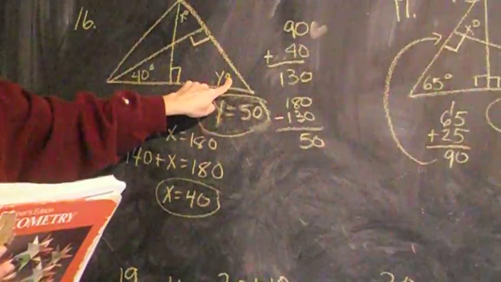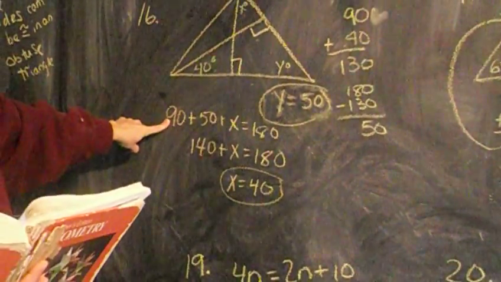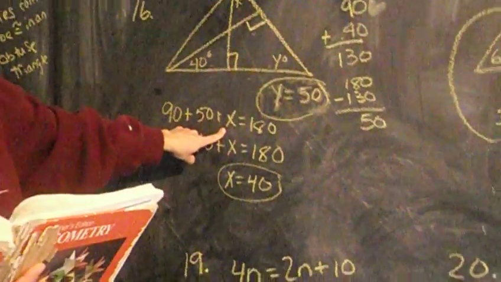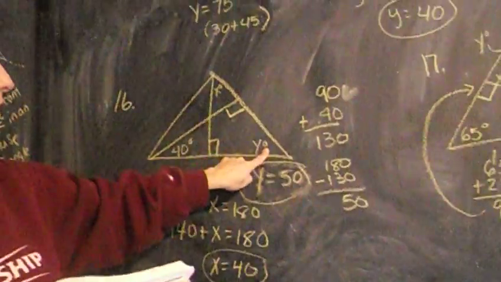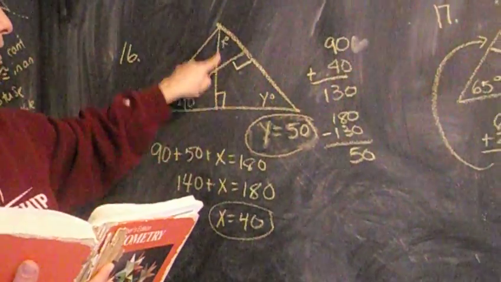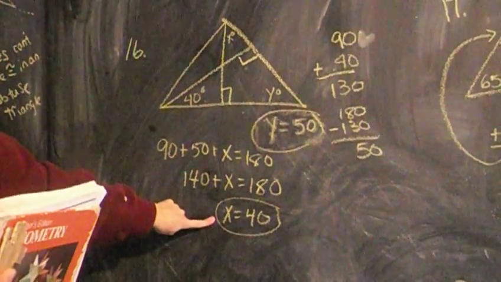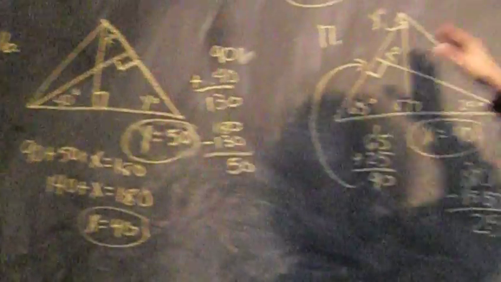So if that's 50, then 90 plus 50 plus x equals 180. So I have x right here. I have 90. And that's 50. So 50 plus 90 plus x equals 180. Solve that, and x equals 40. A lot of them, these answers are 40 in a lot of them. Okay, moving on to number 17.